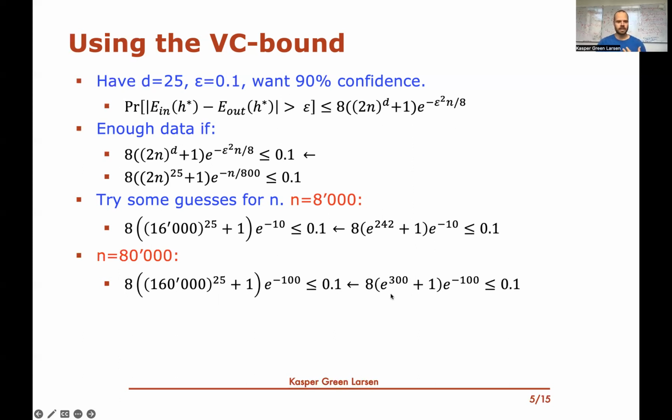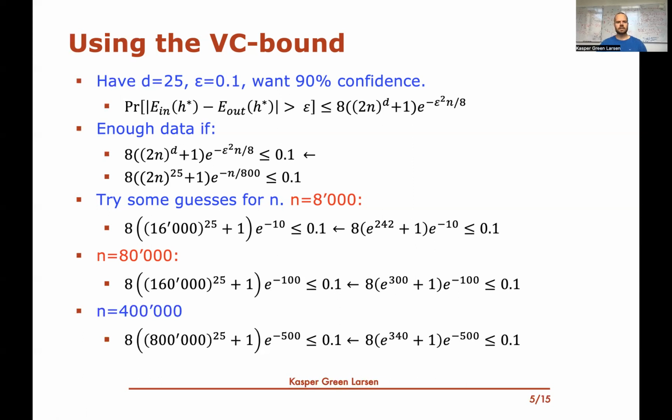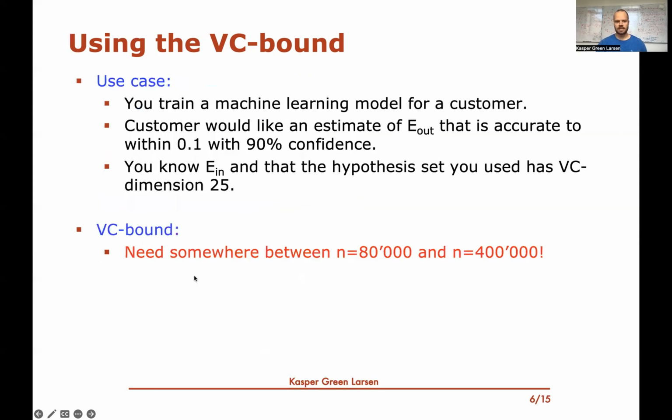So let's try an even bigger guess. Let's try 400,000 training examples. If we plug in 400,000, down here we get 800,000 to the 25, and here we get e to the minus 500. Now we're finally getting somewhere, because if we plug in these numbers, you get something like e to the 340, and we have an e to the minus 500. So now 400,000 training examples are enough, 80,000 isn't.